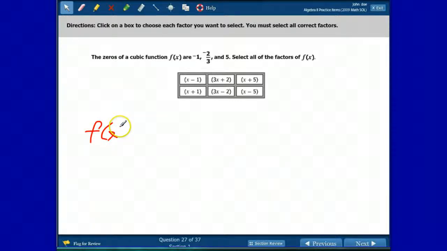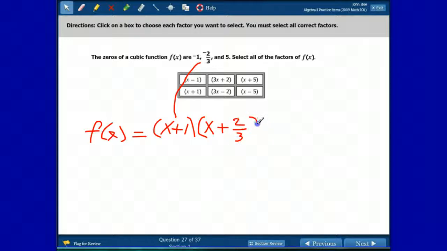Alright, so you're going to put in an f of x. If these are the zeros, then we write the factors. So x plus 1 for that one. And then this one is going to be, now remember what we do here, we put x plus 2/3, and I'll fix that in a second, and then you're going to put x minus 5. Now this 3 belongs up front.